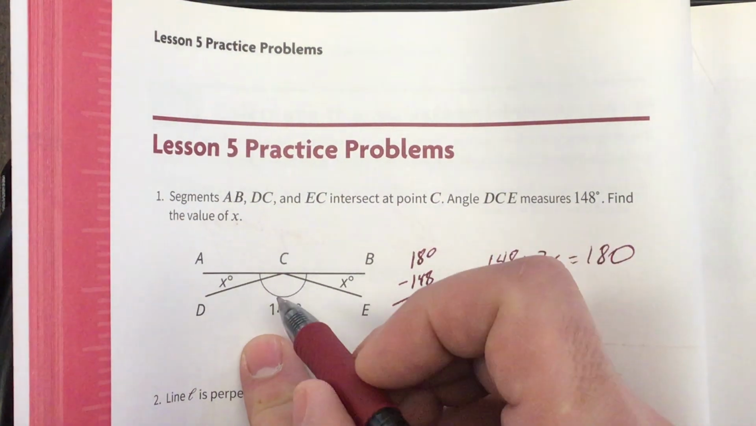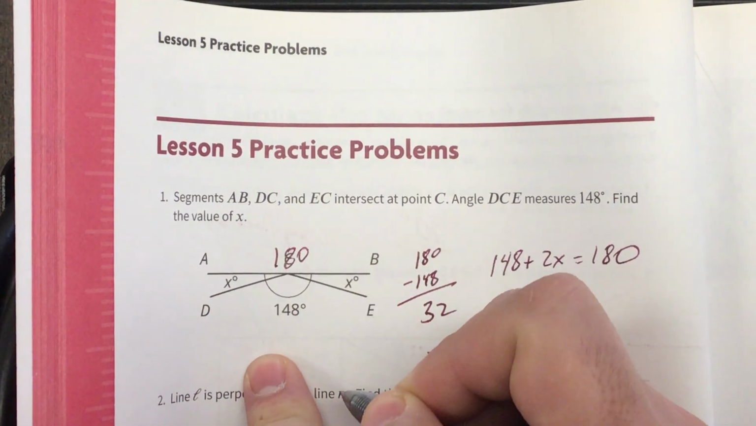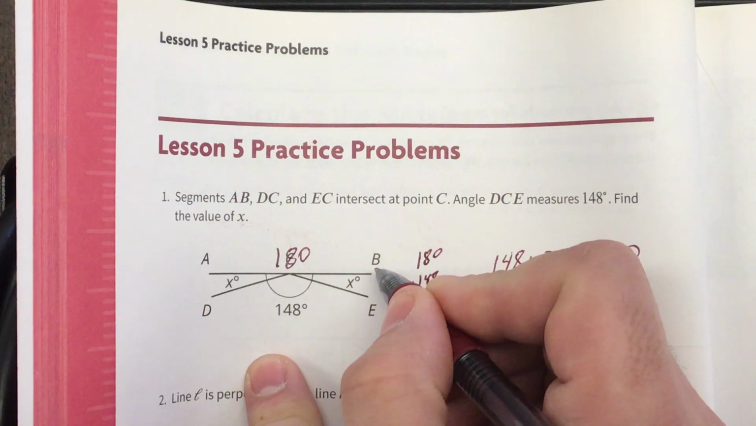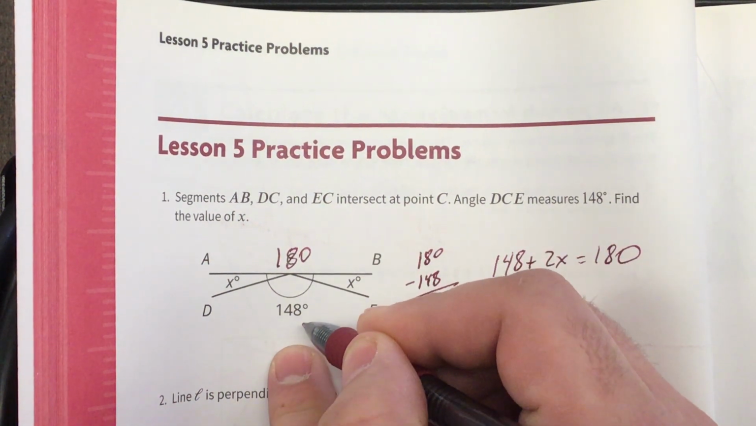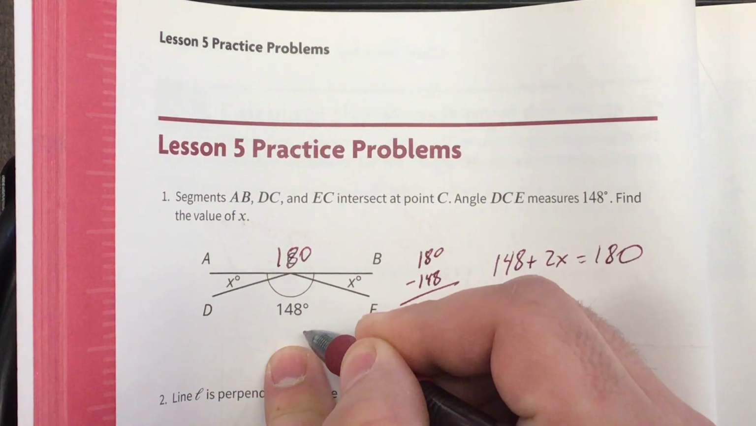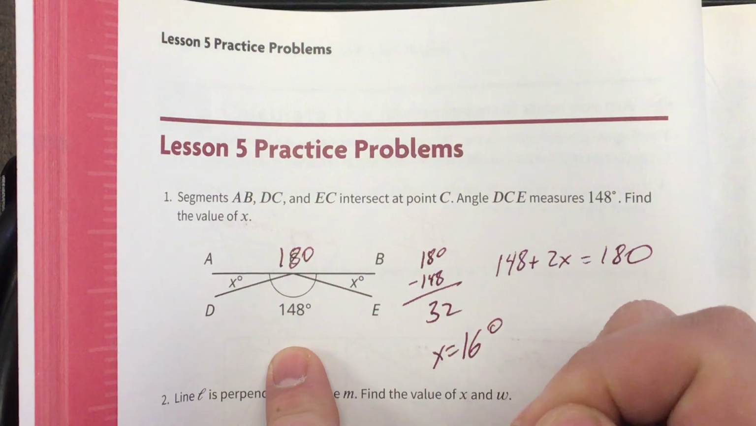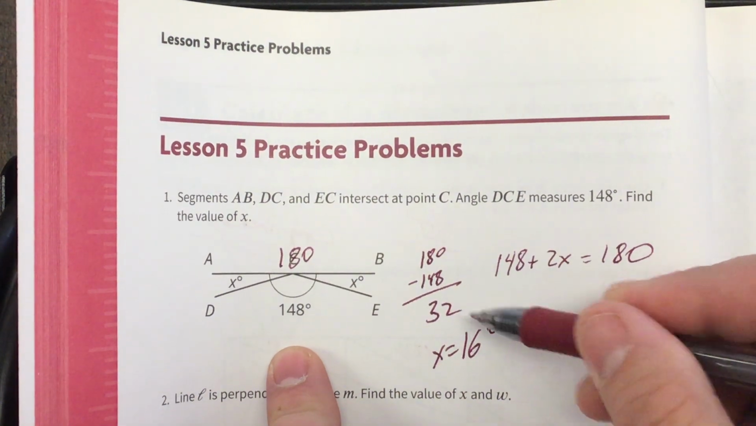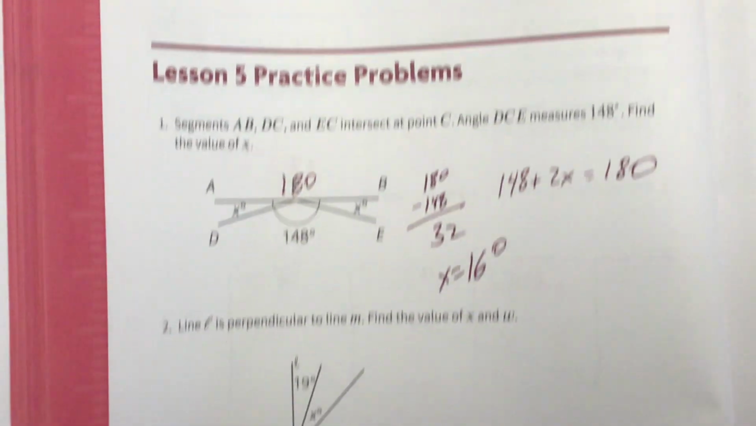All right, so if you're going to figure out 360, are you doing 180 on this side? No. Because that's a straight line. Yeah, I do 180. Okay, so 180 plus 148 would be 328. Yeah. 360 minus 328 should be 32, and then you divide by 2. Should be the same thing. Huh. All right, question 2.